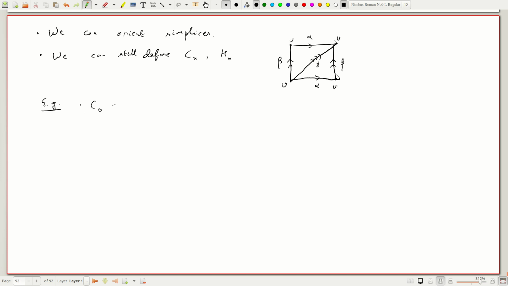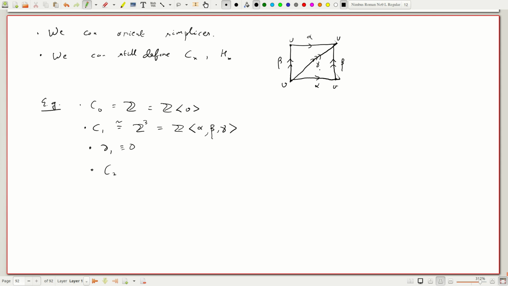Okay, so C0 is Z, and I can write it as Z generated by V. How about C1? C1 is isomorphic to Z cubed, the free abelian group generated by alpha, beta, and gamma. How about delta 1? You can see delta 1 is identically 0 because the boundary of alpha is V minus V, boundary of beta is V minus V, boundary of gamma is also V minus V. Okay. How about C2 now?